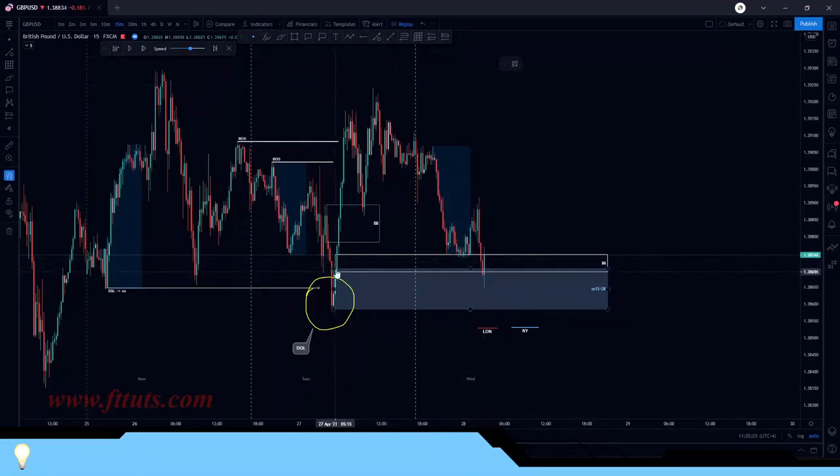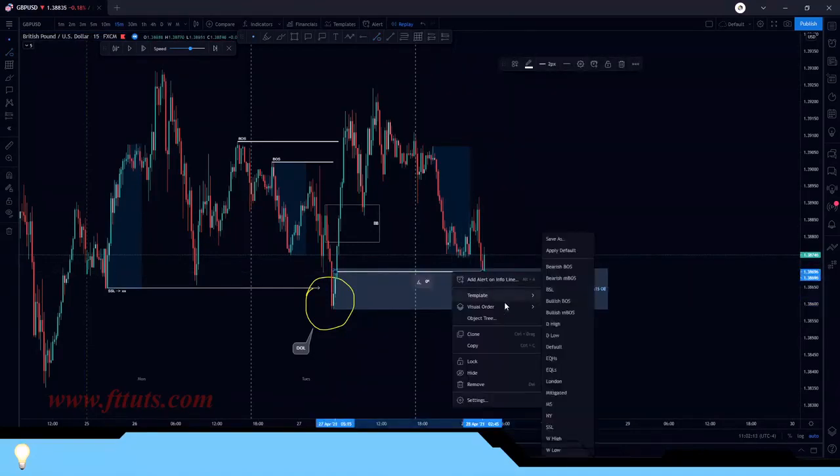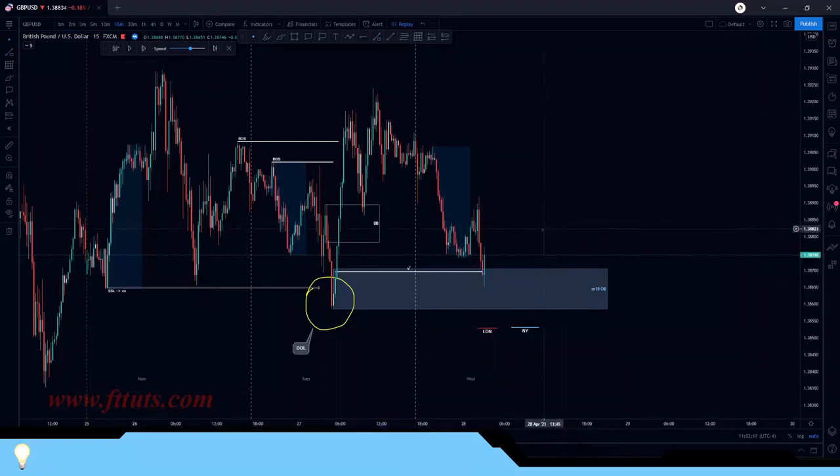So what we can do is identify this as mitigated. Okay, so I'm going to delete the imbalance, and it has been mitigated. So this would have been your first entry type, right? We're going to cover the different entry types based on our directional bias for the day.